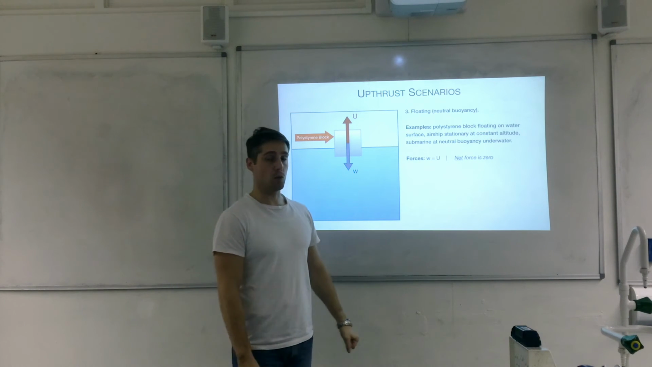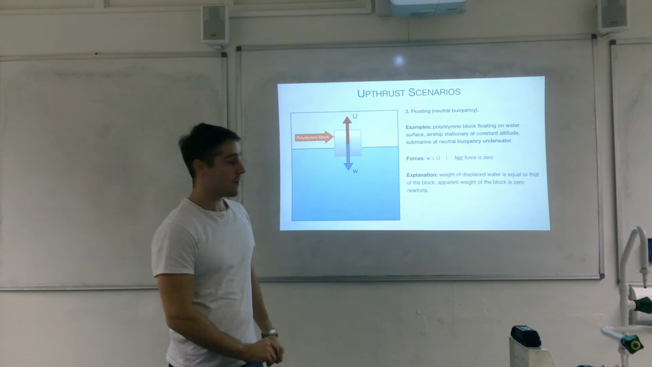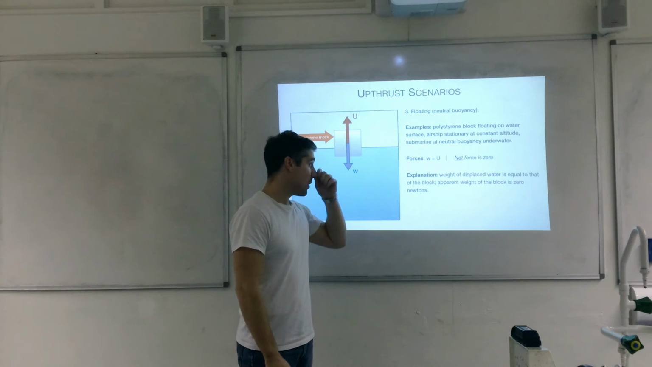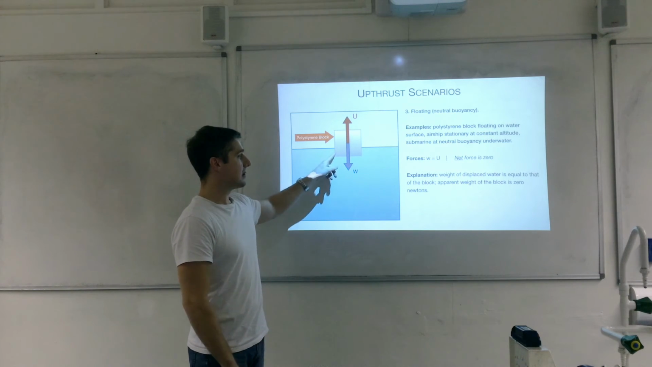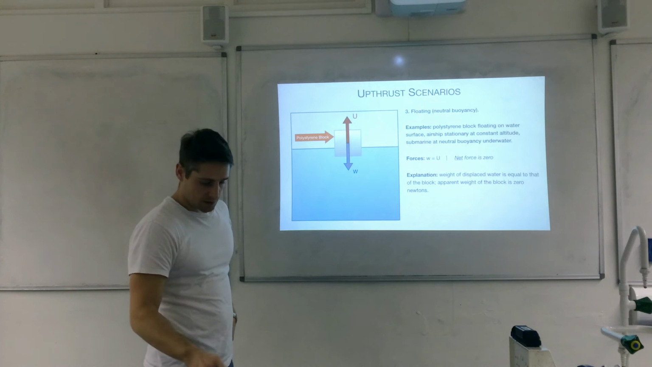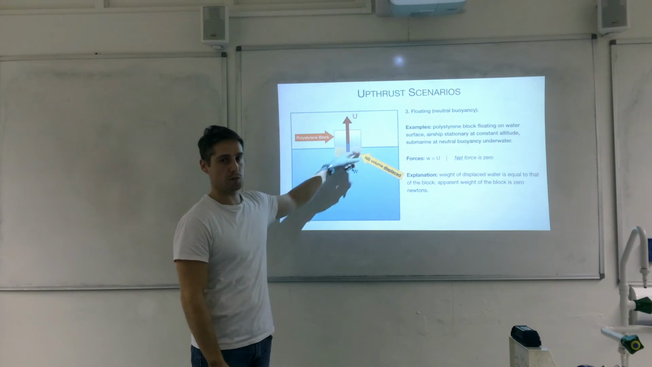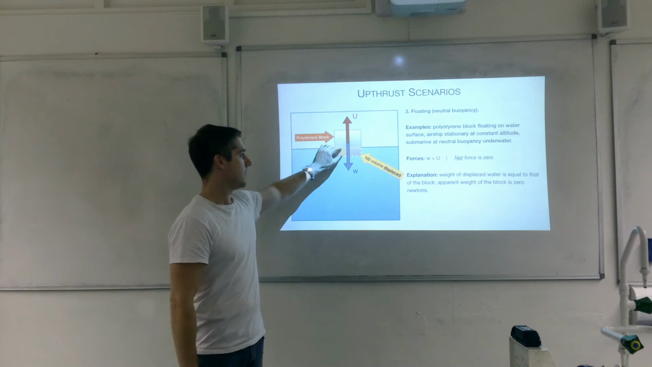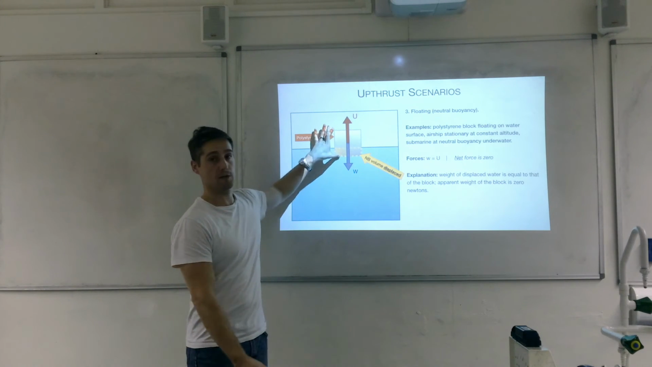In these cases, the weight is equal to the upthrust, giving you net force equal to 0. The weight of the displaced water is equal to that of the block. In this case, you can see that the displaced volume is not equal to the total volume of the block. So the weight of this volume of water is equal to the weight of the block in this case.